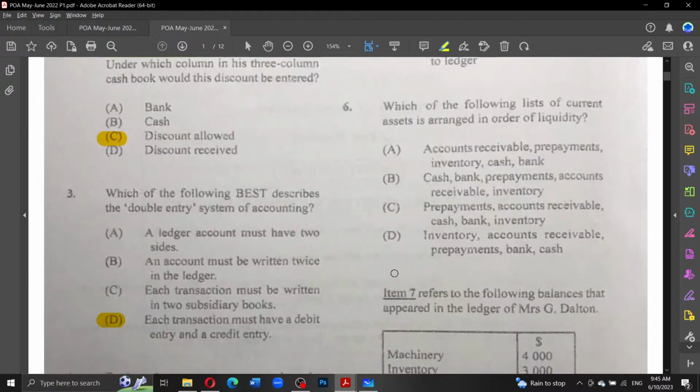Number 6. Which of the following lists of current assets is arranged in order of liquidity? Order of liquidity means you start from the one that is fastest to convert to cash. In terms of current assets, the fastest to convert to cash is actually cash. So you look for the one that starts with cash, and the answer here is going to be B.